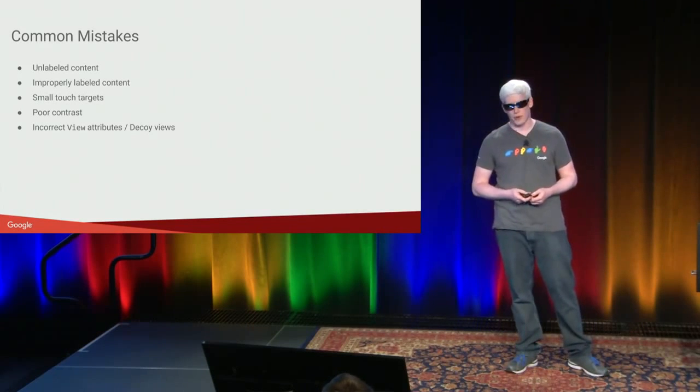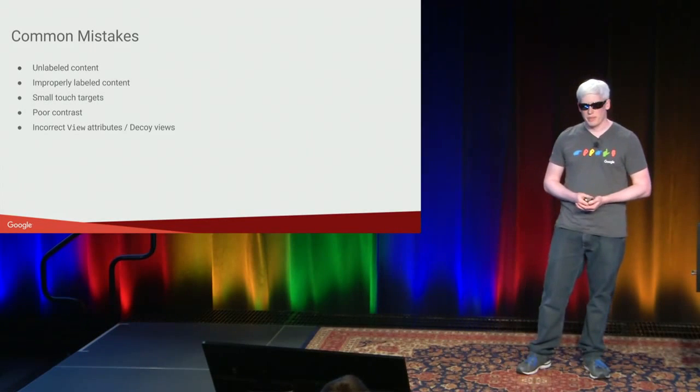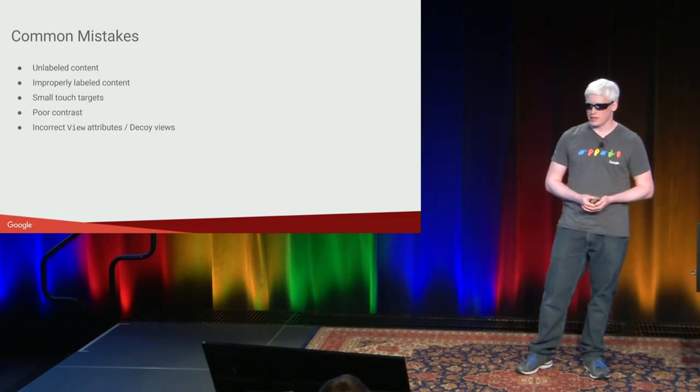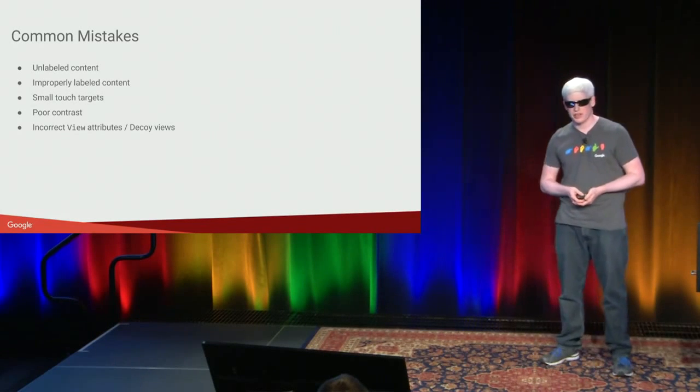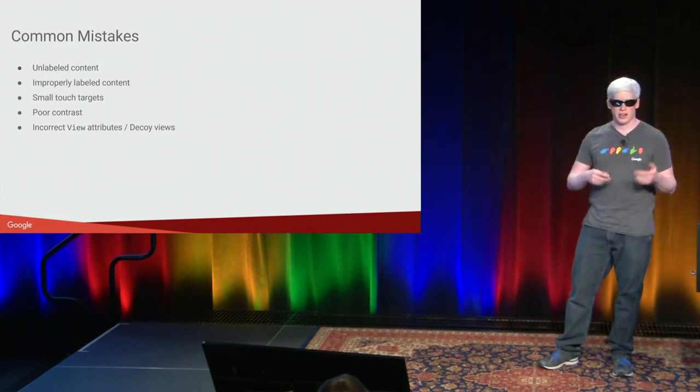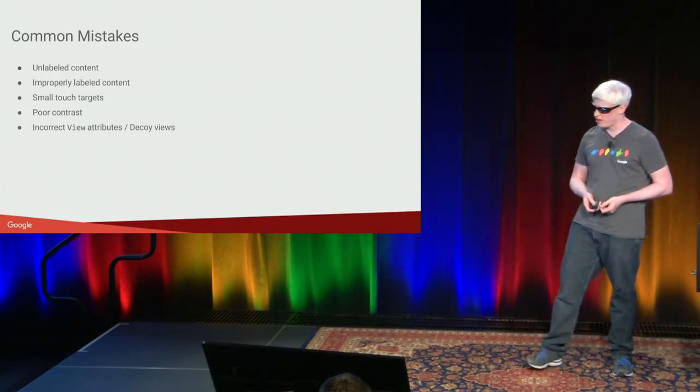Ensure that you have proper foreground to background contrast. Essentially what you're looking for here is a contrast ratio of 4.5 to 1 between the background and foreground color that your apps use. If you're not sure how to compute that, there's tons of online tools available to help you. And finally, you want to make sure that your view is exposing the right semantics.